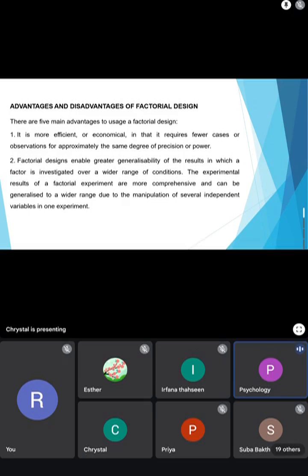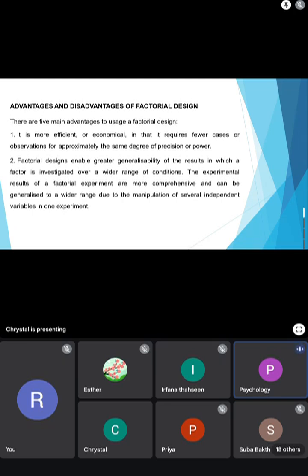Advantages, I'll quickly run down. It is more efficient. In a single shot, you can combine several independent variables and several outcomes. Everything can be studied in a single shot. But of course, the subjects should be properly chosen. They should not be randomly chosen. They should be properly chosen based upon our requirement. So it is a more efficient, economical form of study.